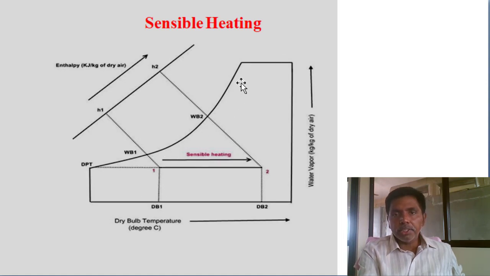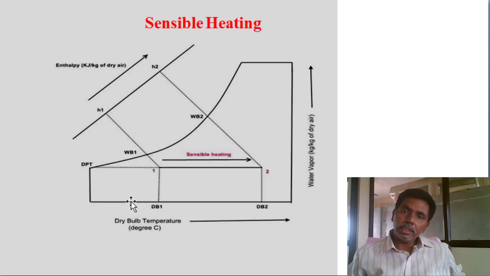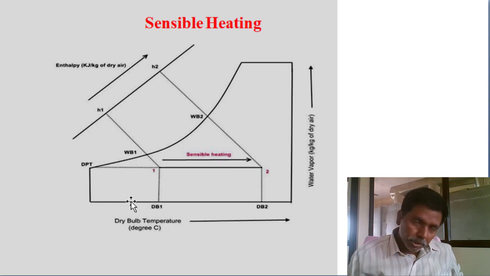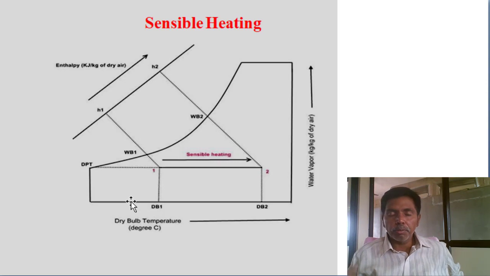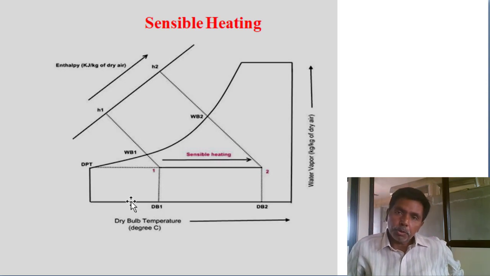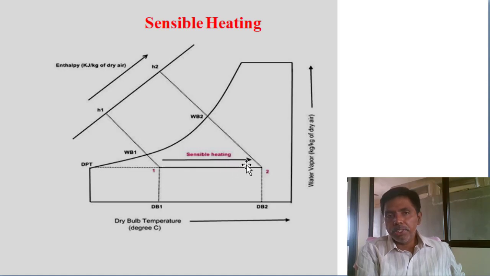For drying operation, what are we doing? We sensibly heat the air before sending it inside the dryer chamber, because relative humidity is reducing. Low relative humidity air will absorb more moisture from the agriculture produce, the product which we want to dry. Next, the wet bulb temperature is increasing by sensible heating. Enthalpy is also increasing. You are increasing temperature, and enthalpy is a function of temperature, so automatically enthalpy is increasing. Relative humidity is reducing.